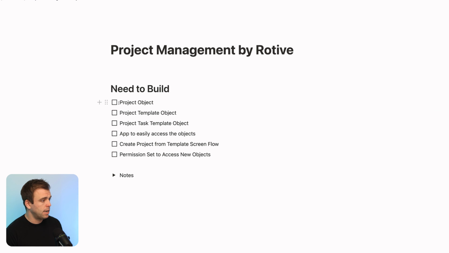We come back to our document where we just had an outline of what we want to build. We've got our project object. We've got our project template object. We created our project task template object. We haven't made an app yet, so we'll do that next. And then we'll take a look at the layouts for these different records. And then finally, we'll create our flow and our permission set.